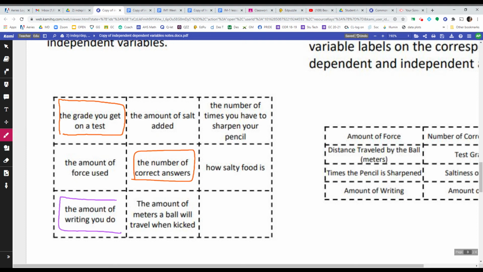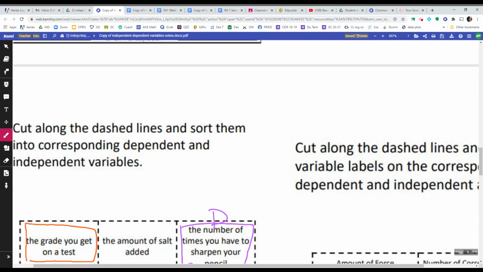The amount of writing you do. Which one of these matches up with the amount of writing you do? The number of times you have to sharpen your pencil. Okay, which comes first? Do you write a lot and have to sharpen your pencil, or do you sharpen your pencil so you write a lot? I mean, one of them actually causes the other to happen. This one causes that to happen, right? So this is our dependent. This is our independent. The number of times you have to sharpen your pencil depends on how much writing you do.